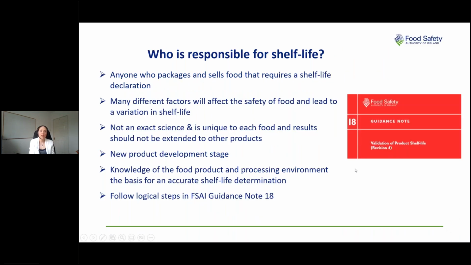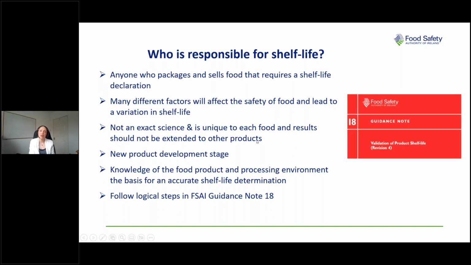Anyone who packages or sells food that requires a shelf life declaration is responsible for estimating and setting that shelf life. You'll see in today's presentation there's a lot of different factors that will affect the safety of food and lead to a variation in shelf life. It's not an exact science. It's unique to each food, and you need to not extend the results to other products, because other products could have different characteristics, even though you might be manufacturing all those products.